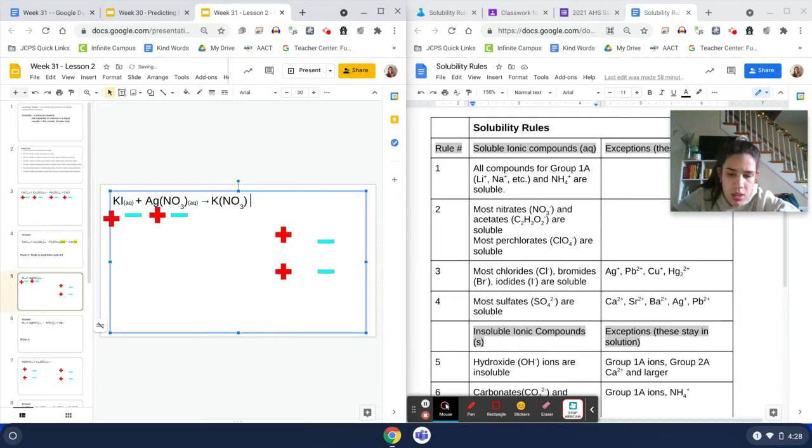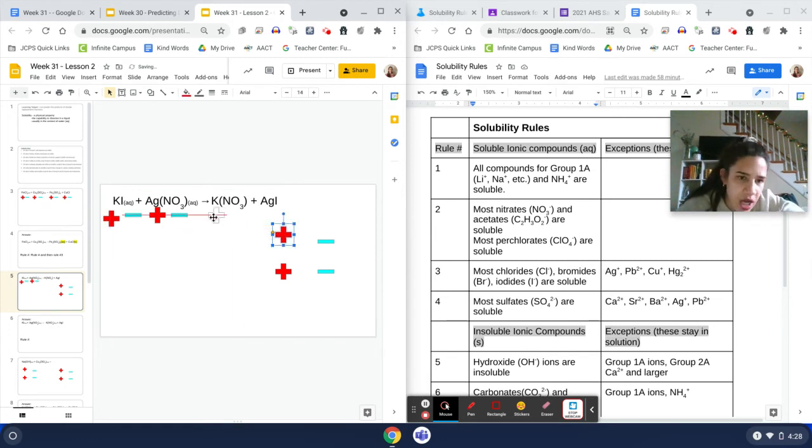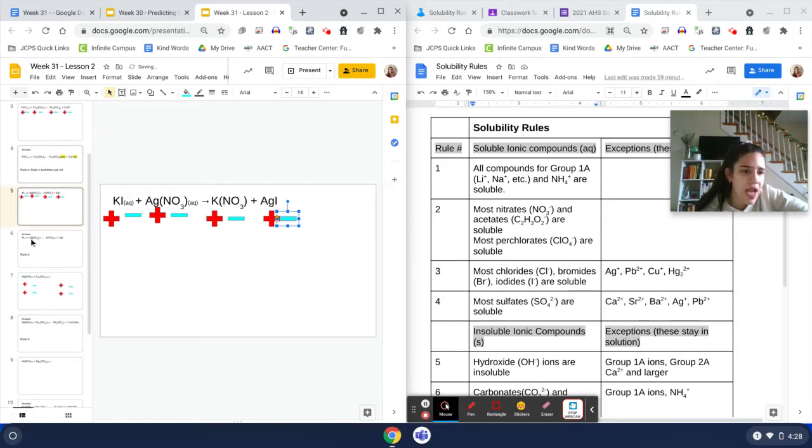KNO3 and AgI. Once again, if it helps you visualize, you can then see that the partners are positive and negative, and they create an ionic compound. An ionic compound, once again, is a compound made up of ions. Beautiful. We are going to now go to slide number 6.